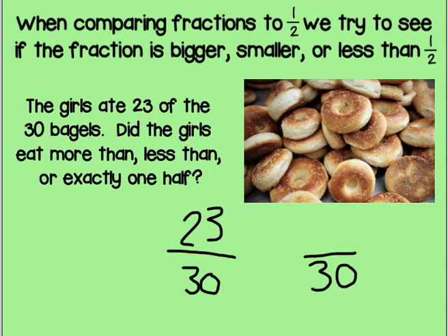We're going to divide by 2, and 30 divided by 2, I know, is 15. Therefore, we are now going to compare 23/30 to 15/30. And we know that 23 is bigger than 15. Therefore, the girls ate more than 1/2 of the bagels.